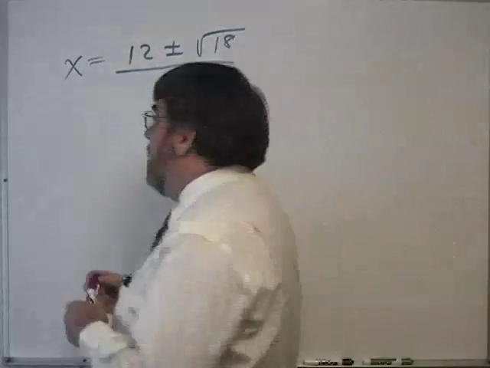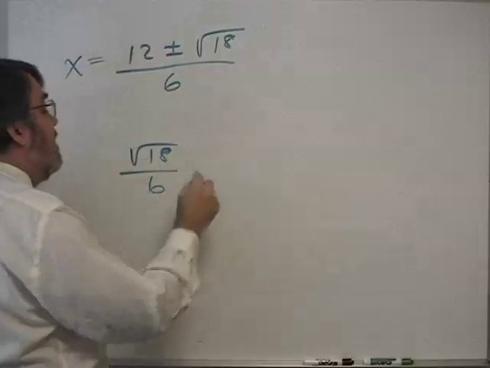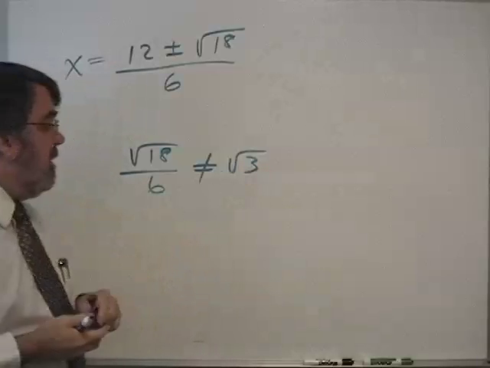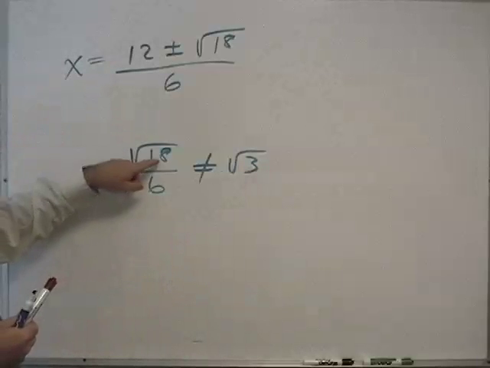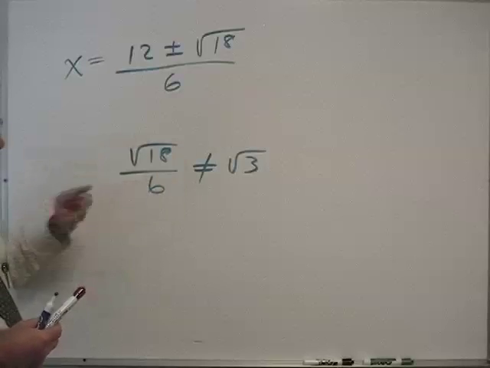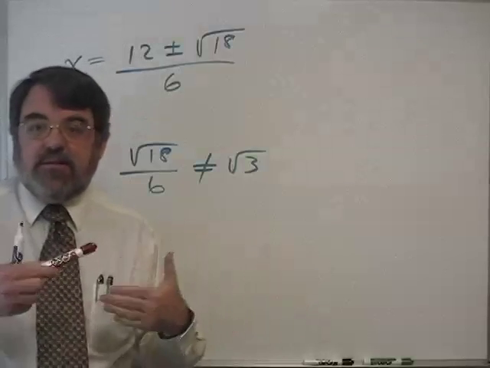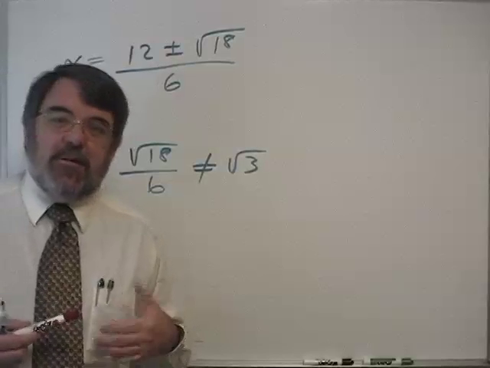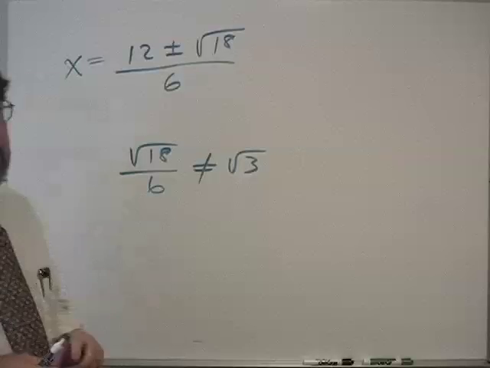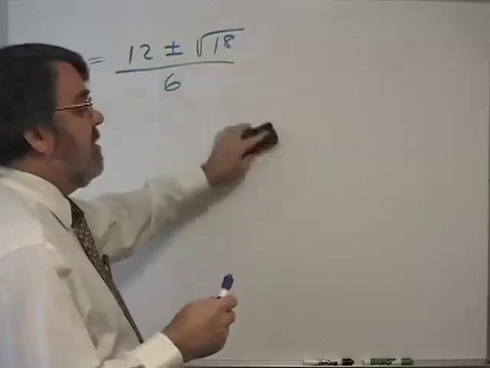And here's the problem with that. The square root of 18 divided by 6 is not the same as the square root of 3. And why? Because 18 is under a square root, and 6 is not. So they have basically different exponents. You can't mix those in with division this way. But we can simplify the square root of 18, and that may lead to something.